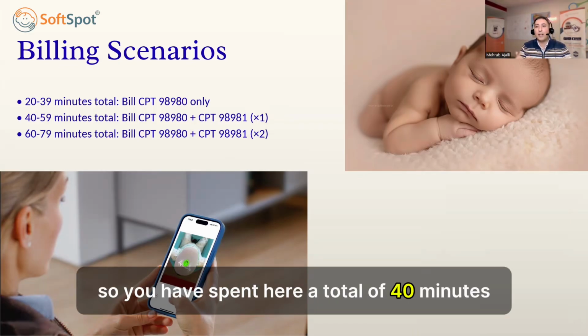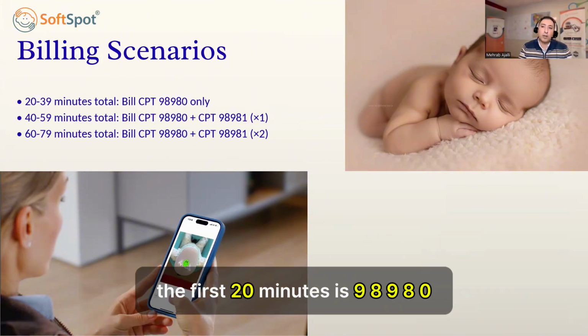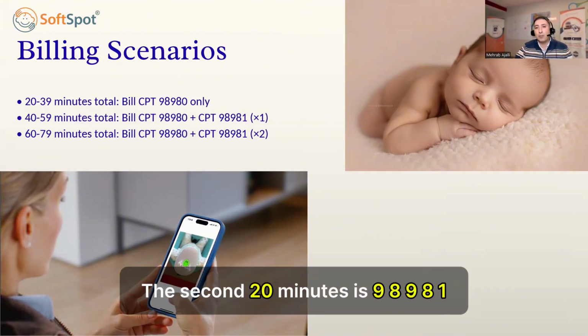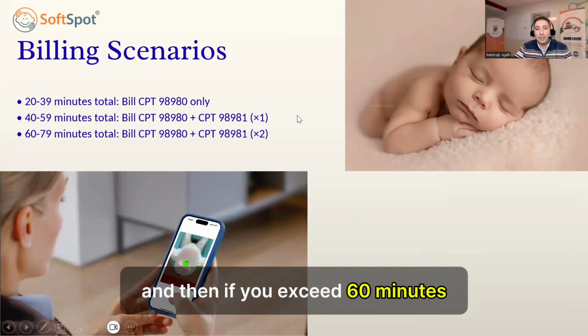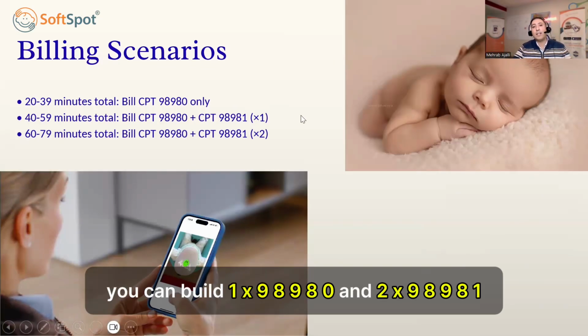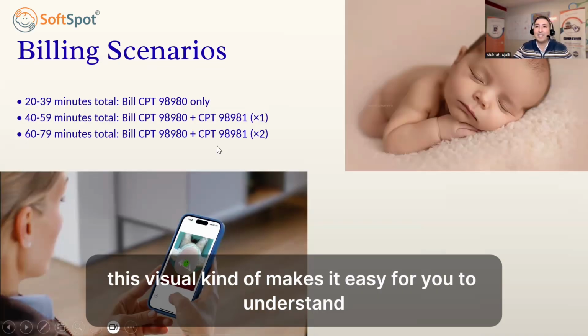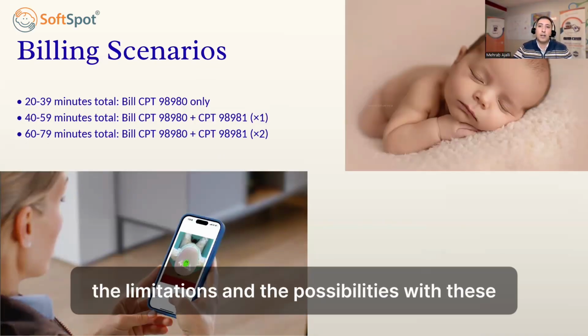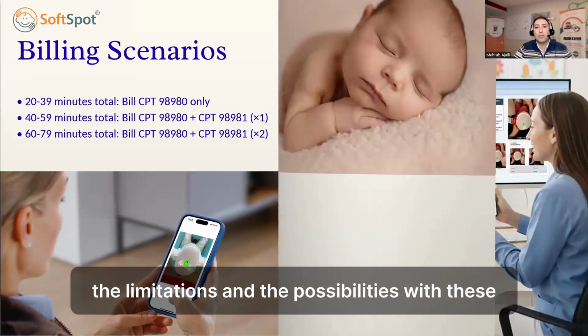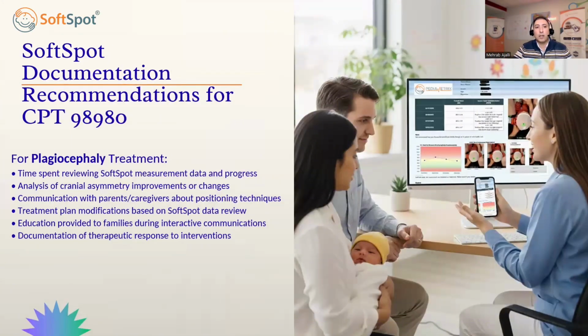So you have spent here a total of 40 minutes. The first 20 minutes is 98980. The second 20 minutes is 98981. And then if you exceed 60 minutes, you can bill 1 98980 and 2 98981s, and so forth. So again, this visual kind of makes it easy for you to understand the limitations and the possibilities with these CPT codes.